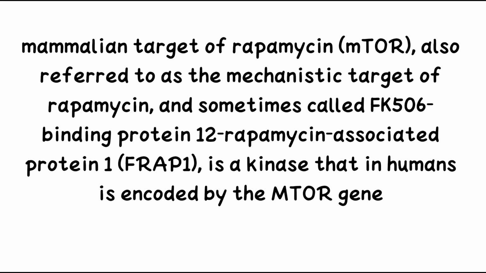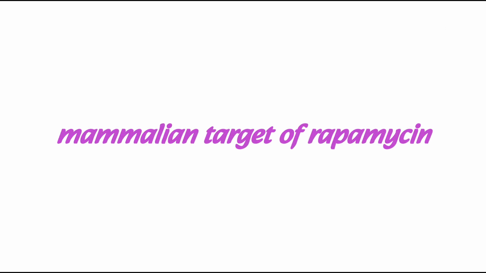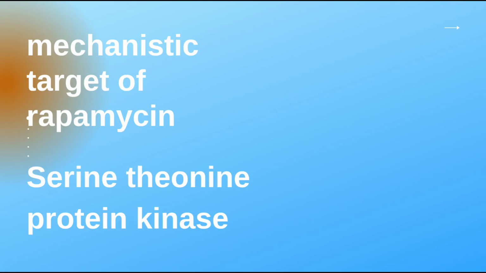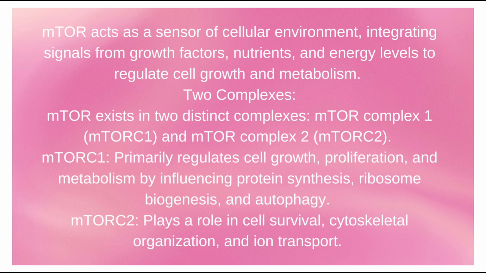So welcome to Biomindscape. Today we are going to learn about mTOR, that is the mechanistic target of rapamycin, a serine threonine kinase that controls cell growth, proliferation, metabolism and survival. It works through two complexes: mTORC1, which is rapamycin sensitive, and mTORC2, which is rapamycin insensitive. mTORC1 controls cell growth and metabolism. mTORC2, rapamycin insensitive, controls the cytoskeleton and cell survival.